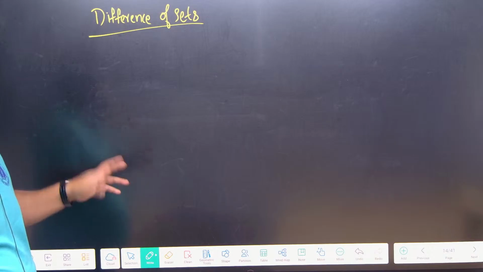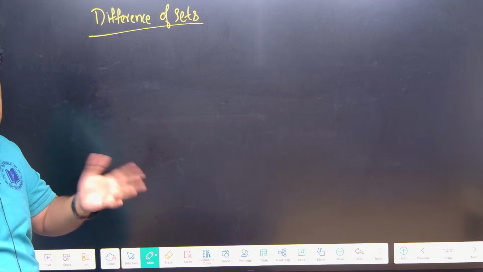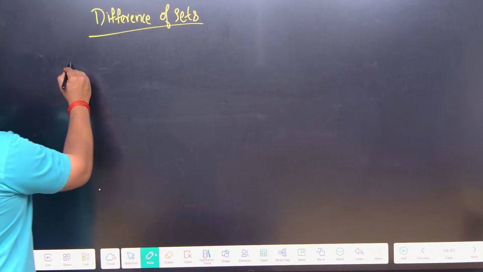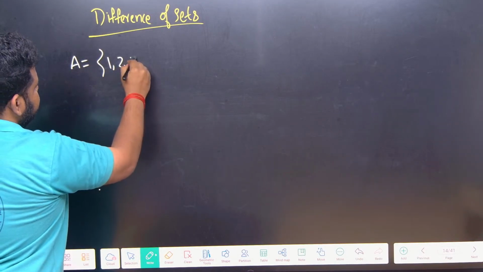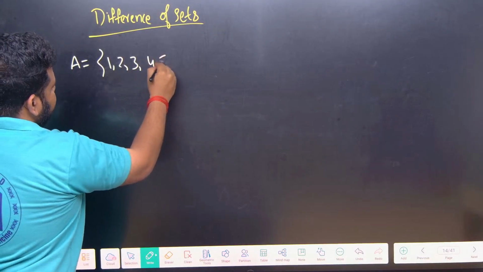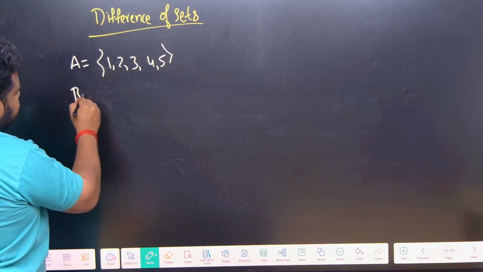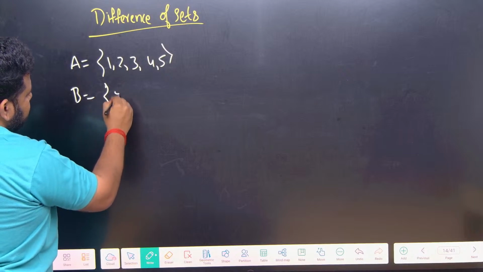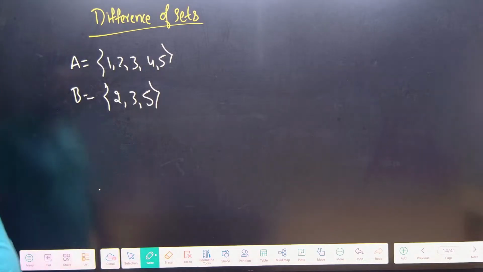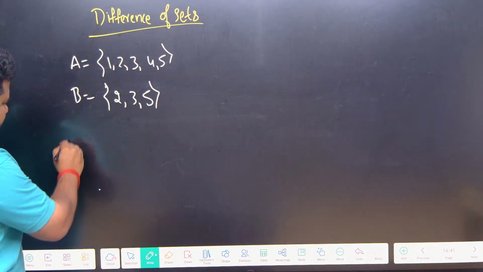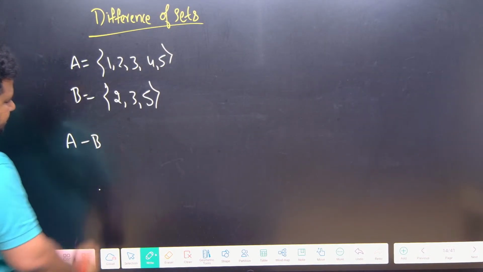But it is not simple, not like natural numbers, how you find the difference. Here you should know some basics. So suppose set A is given by 1, 2, 3, 4, 5, and set B is given by 2, 3, 5. Now they will ask the difference of sets. So A minus B they will ask.